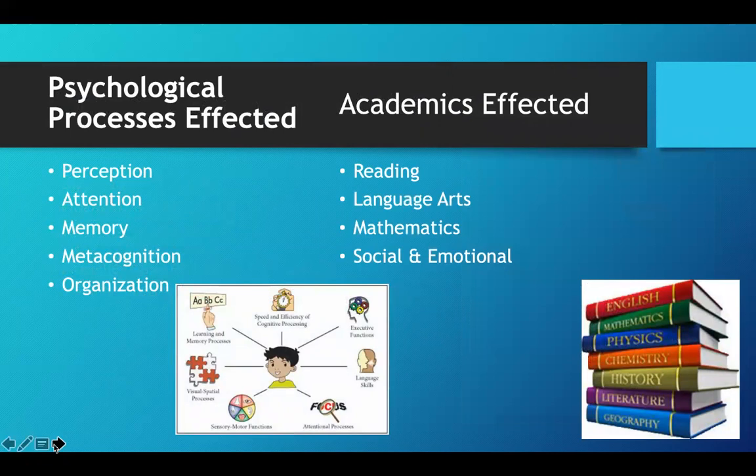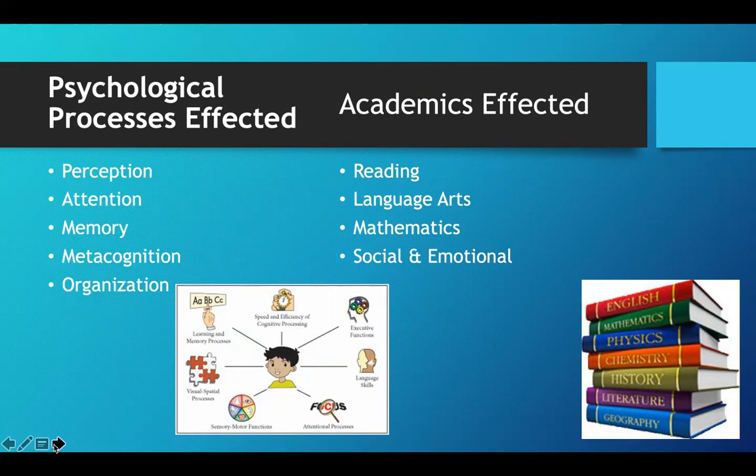So some of the major things to address a learning disability, there are some psychological processes that have been affected. And they've narrowed it down to 5 processes that a learning disability can affect, which is the perception, the attention, memory, metacognition, and organization. And then the academics that are affected in this is the reading, language arts, mathematics, and social and emotional side.